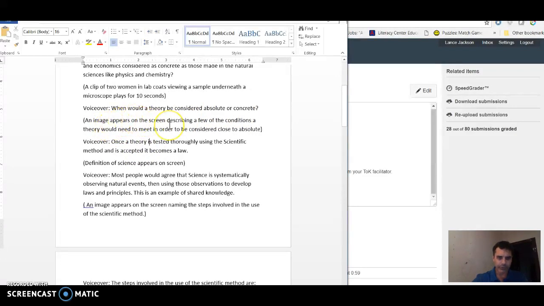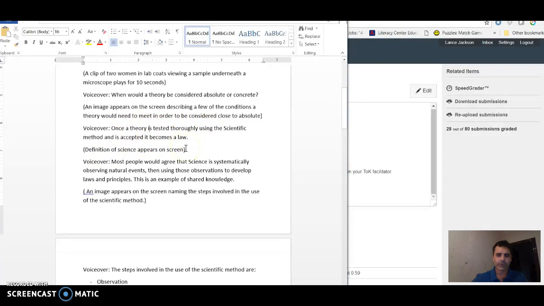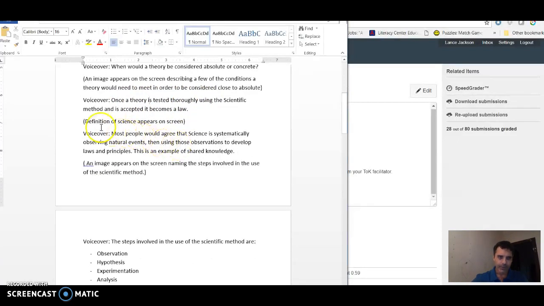An image appears on the screen, right? So this is a little bit like a storyboard, really, without the images themselves. Nice to have the image there. Voiceover: Once a theory is tested thoroughly using scientific method and is accepted, it becomes law.